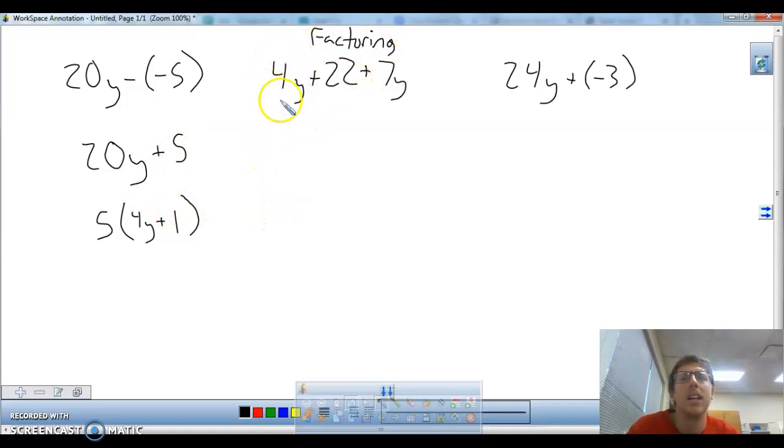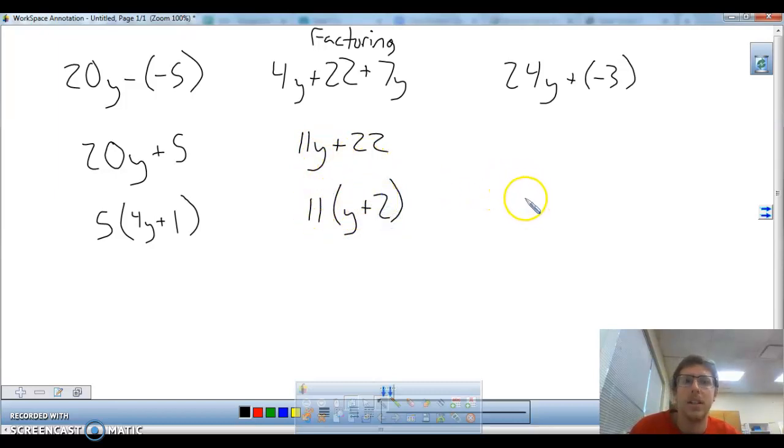Okay. Again, clean things up before you start factoring. So we got 4y plus 22 plus 7y. Well, we can combine those y's and get 11y plus 22. Now, what's the greatest common factor we can pull out of that? 11. 11 times what gets you 11y? Well, 11 times 1y, or 11 times y. Plus 11 times what gets you 22? 2. That's it for that.